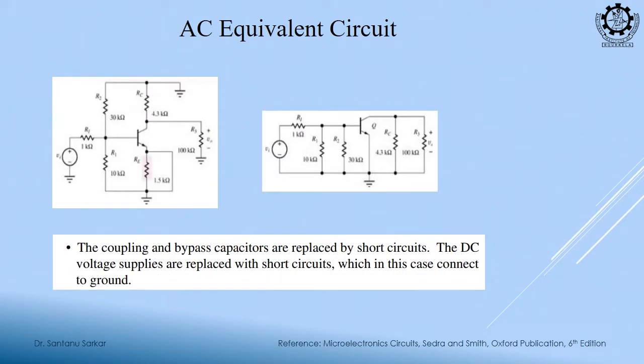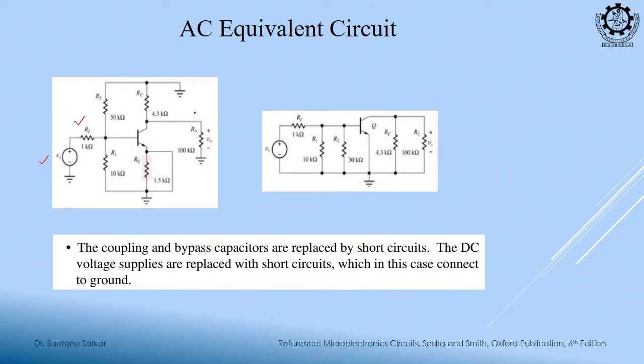Now, this is the AC equivalent circuit. We will consider that this cap is shorted. If this source is having any internal resistance, we will plot that. Suppose it is given that Vi has an internal resistance of 1 kilo ohm. So, it is drawn, the capacitor is replaced by a short circuit.